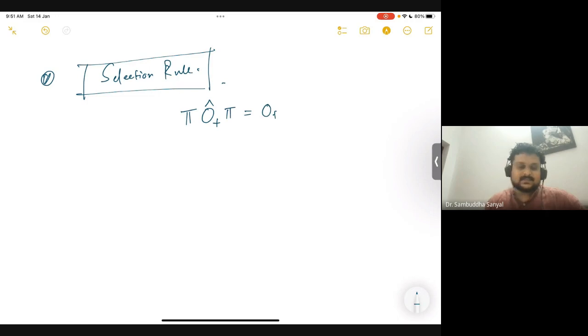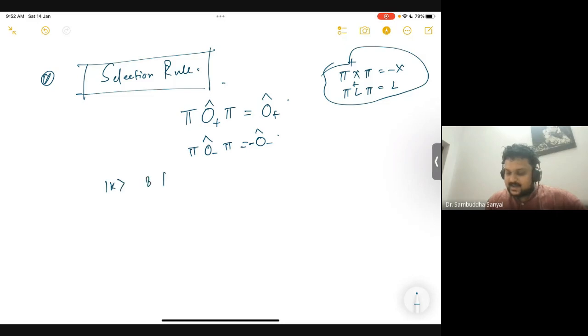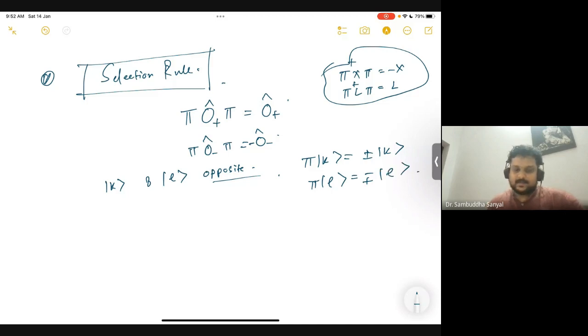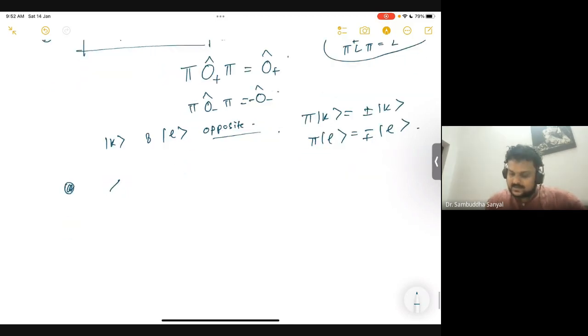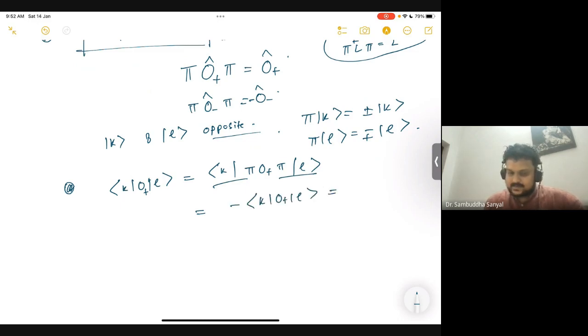Now let's say I take two states K and L which are of opposite parity, which means they are parity eigenstates but with opposite eigenvalue. If one is plus 1, the other is minus 1. That means pi K is plus minus K and pi L is minus plus L. Now if this happens, then K O plus L is K pi O plus pi L. Now this and this will give me opposite, so minus K O plus L is 0.